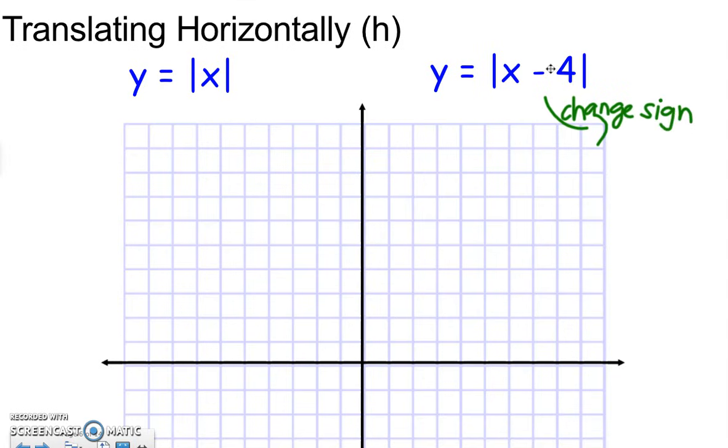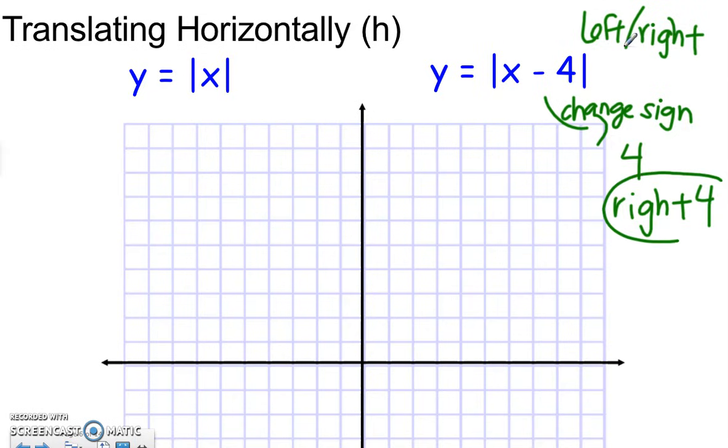So since that was a -4, that's going to become a +4. Okay? +4, you're either going to go left or right. Now, since 4 is positive, that means I'm going to go right 4. So, you do not go -4, you do the opposite. So I'm going to go right 4 on the x-axis. So go 1, 2, 3, 4. I'm going to make my point.